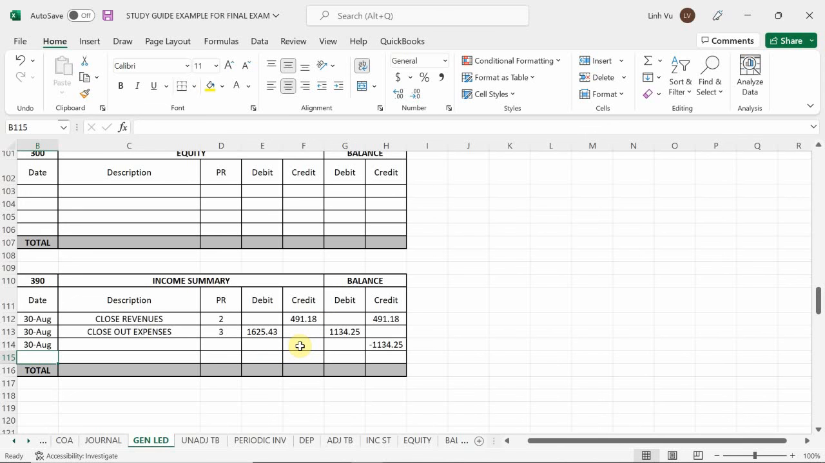I'm asking, how do I zero out my income summary? So you're going to go to your equity? You're going to put into equity, yes. But I need to zero out my income summary first. I need to decide how I'm going to zero out my income summary, because right now I have $1,134.25 on the debit side.